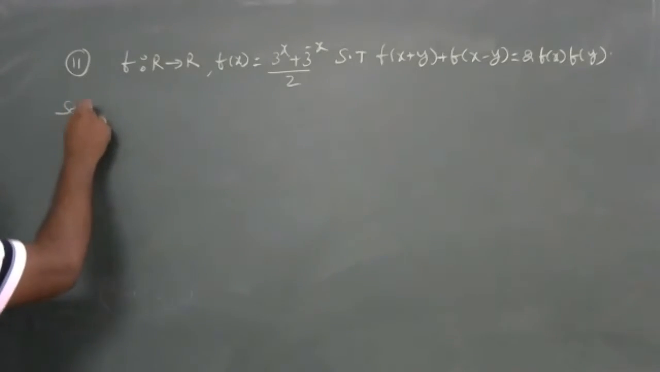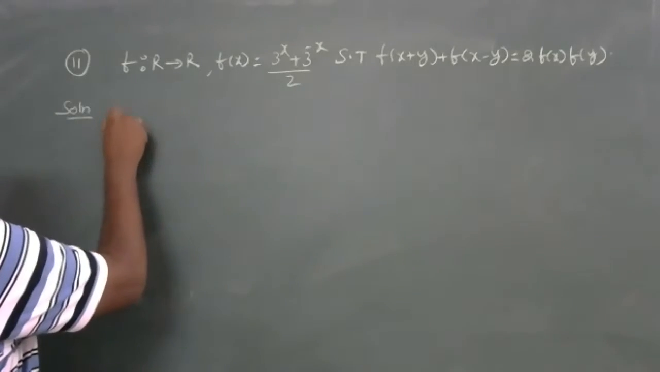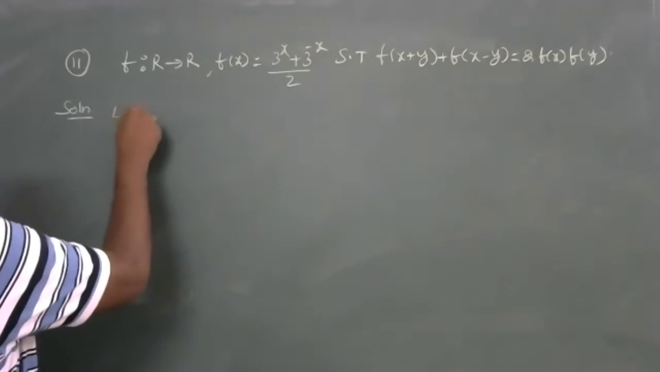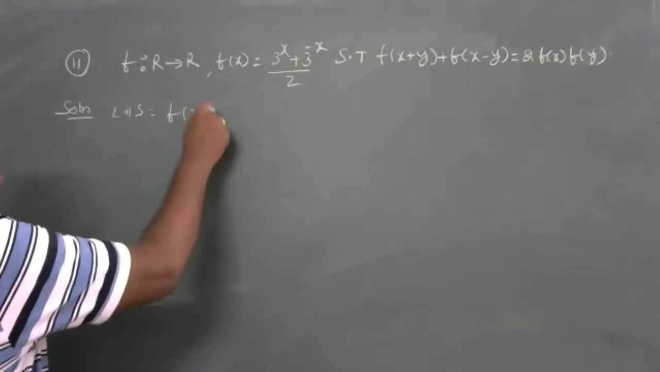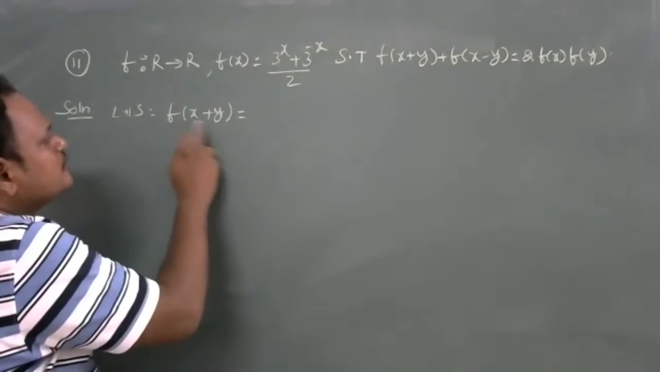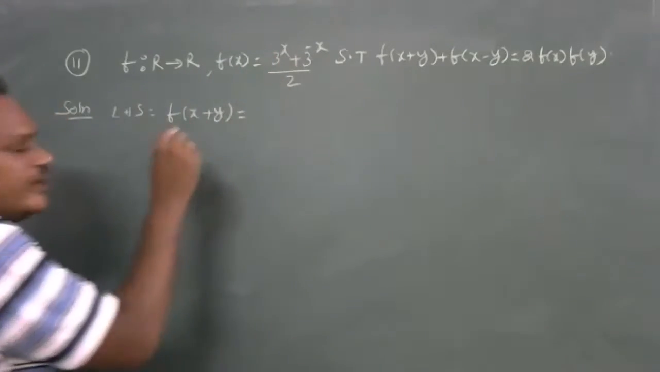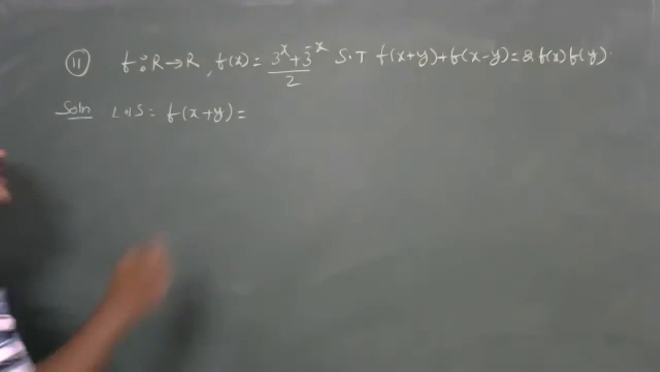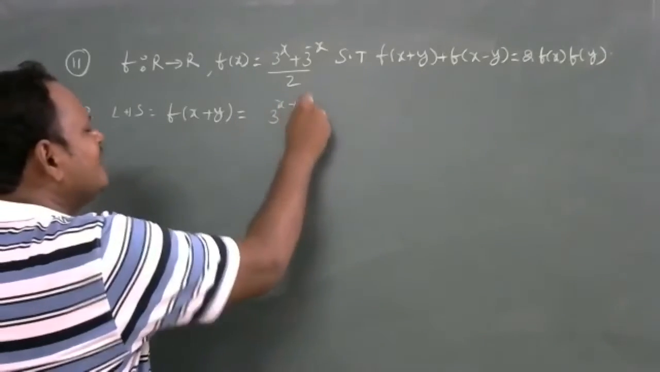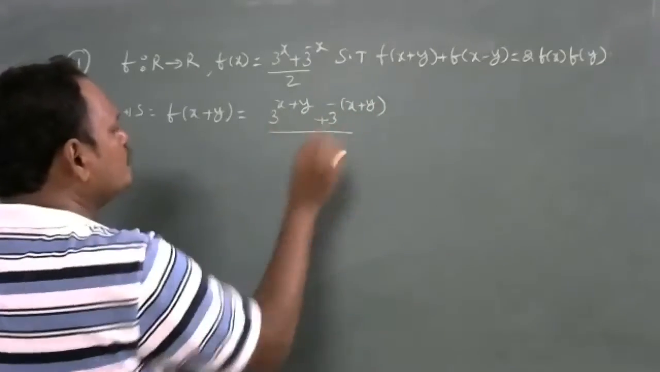It's very important. Many times they have asked even in competitive exams like JEE Mains and BITSAT. See, how we will do it is let us take the left hand side. We need to find this. For finding the left hand side, let us first find f(x + y). f(x + y) means wherever x is there, you are going to replace x by x + y. That means 3^(x+y) + 3^(-(x+y)) divided by 2.